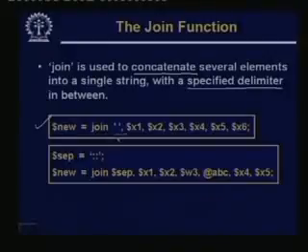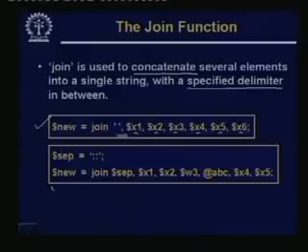The first parameter after join is the specified delimiter. Within quotes I gave a space, then the names of the variables. So, the 6 variables will get concatenated, whatever they contain, with a space in between.